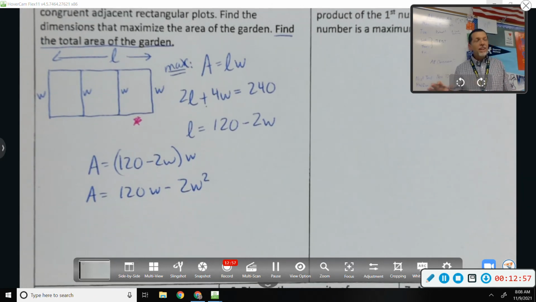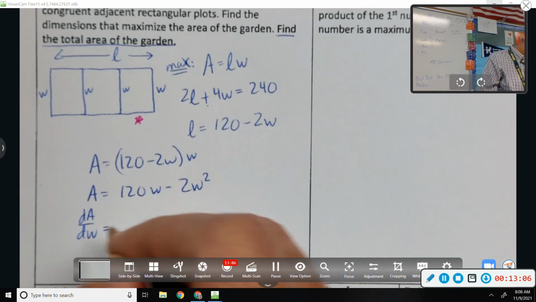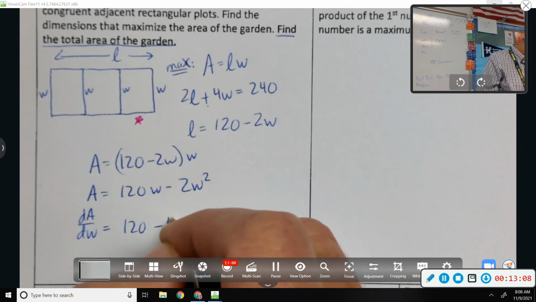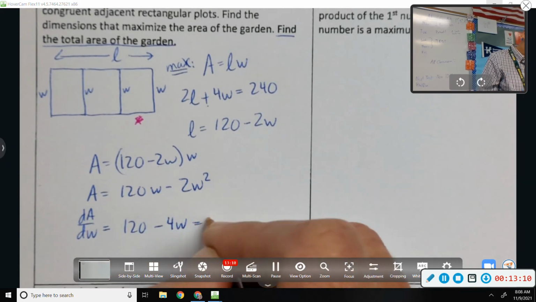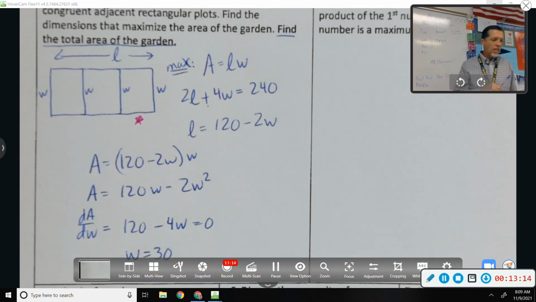I have not done any calculus yet, right? This is all algebra setup stuff. Now I'm going to take a derivative: 120 minus 4W. Set that equal to 0. So W equals 30. I heard you say that, so that's good. Units, 30 feet.